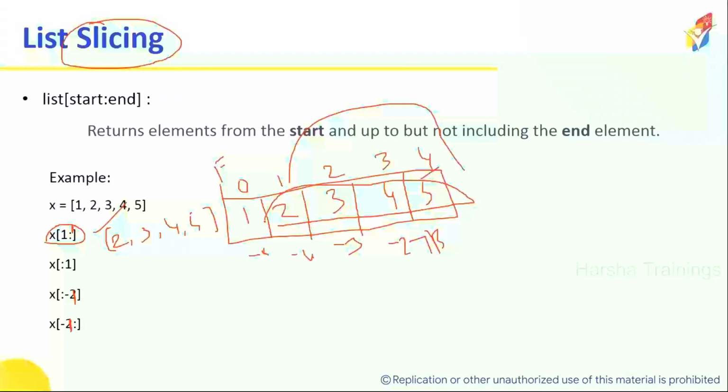Now next question. I am giving x of colon 1. I have not given a starting position, so it will start with 0. 0 to 1, so here 1 will not be considered. What is the 0 to 1? This element. Here 2 will not be considered, so the output will be 1. Is it okay for this part?